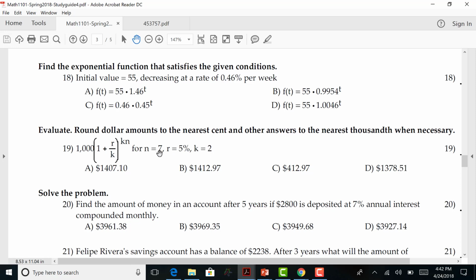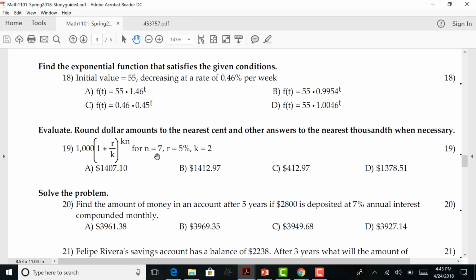What's N? N is the number of years. Instead of calling it T, they called it N. That's the number of years. Type this in your calculator just like you see it. Somebody tell me what the answer is once you got it. 1,412.97.